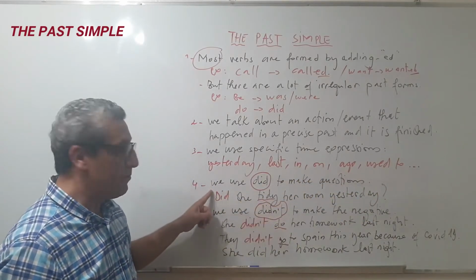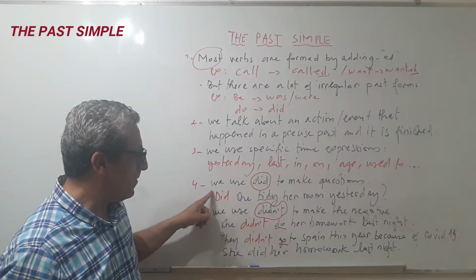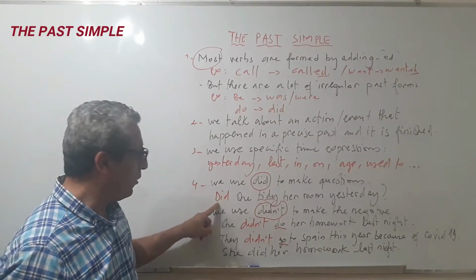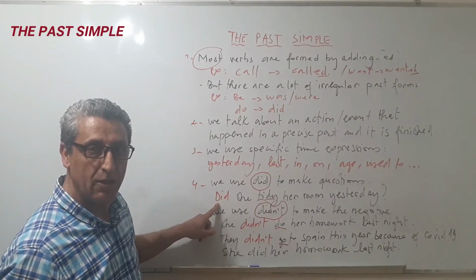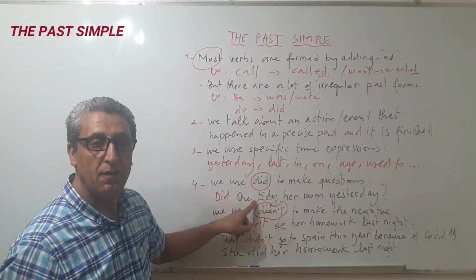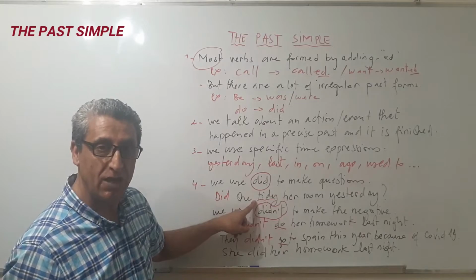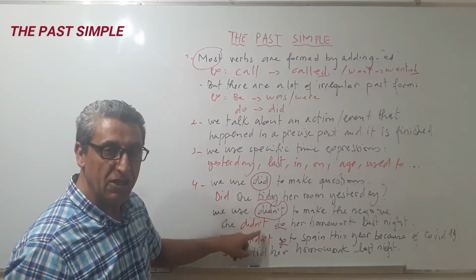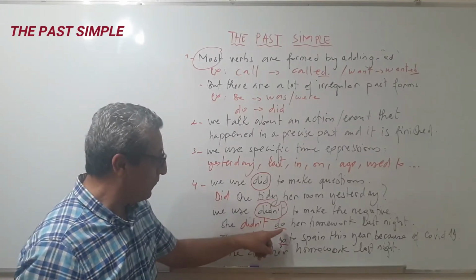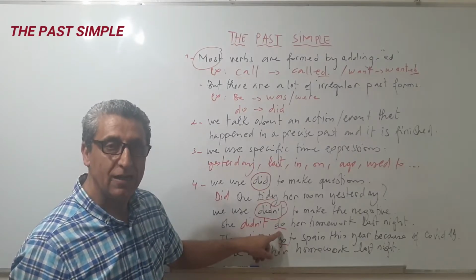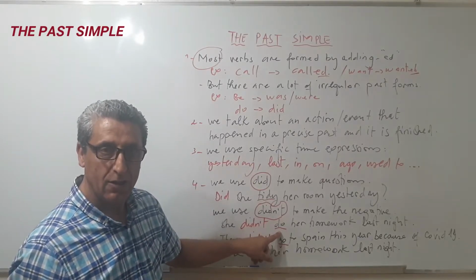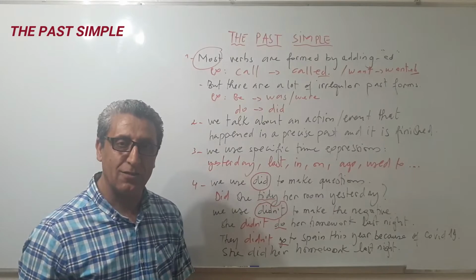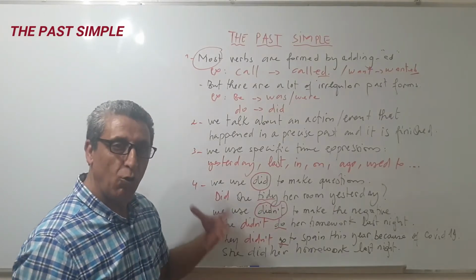Number 4, we talked about the negative and interrogative form, and we said that in the interrogative form, we always start with did in the question. And of course, the verb in the question is in the infinitive form. And with the negative form, we always use didn't, and the verb is always in the infinitive form too. Okay, good. Now we move to some practice, so that we grasp all these things.